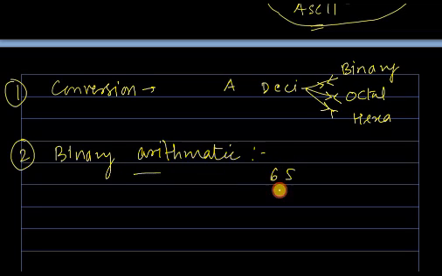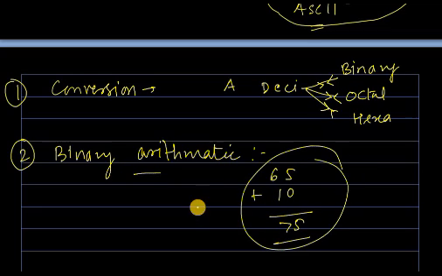If I am saying 65 plus 10 and I am saying it is 75, so how this computer is calculating 75? Or when I am saying 2 into 3 is equal to 6, so how this computer is finding 6? So there are two things that we have to learn in this chapter.